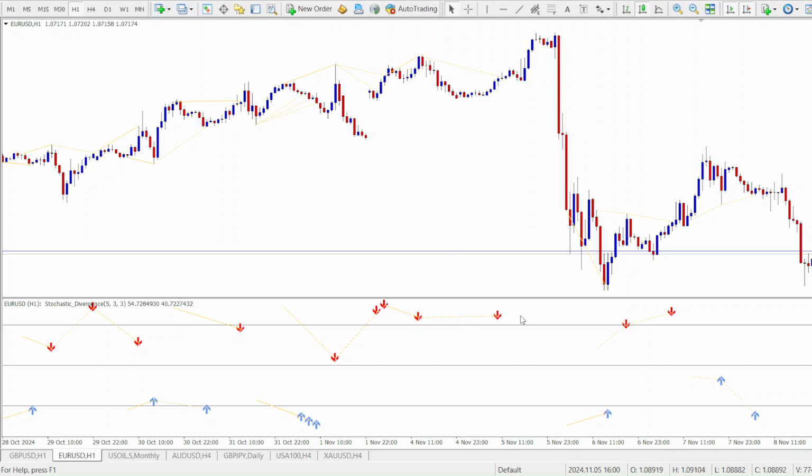Shortly afterwards, we can see that the price eventually came down. It did not happen immediately, but the price eventually came down. That's the reason why it's important that you also confirm the signals with other indicators, other chart patterns, or any other indicator of your choice.